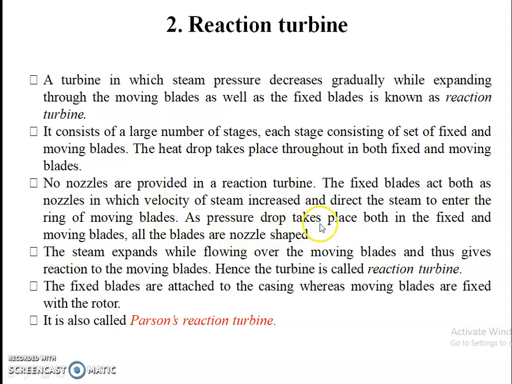A pressure drop takes place both in the fixed and moving blades. All the blades are nozzle shaped. The steam expands while flowing over the moving blades and thus gives the reaction to the moving blades. Hence, the turbine is called a reaction turbine. The fixed blades are attached to the casing, whereas the moving blades are fixed to the rotor. It is also called Parsons reaction turbine or 50% degree of reaction turbine.